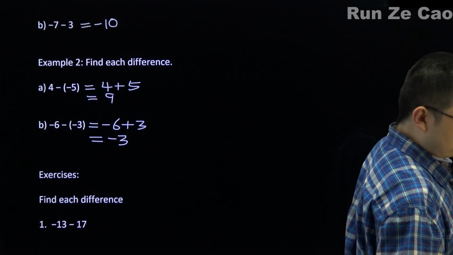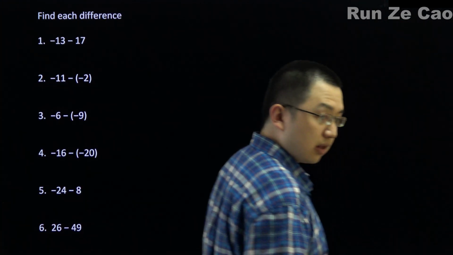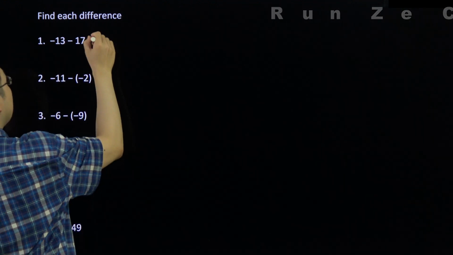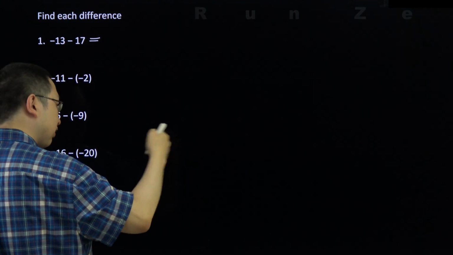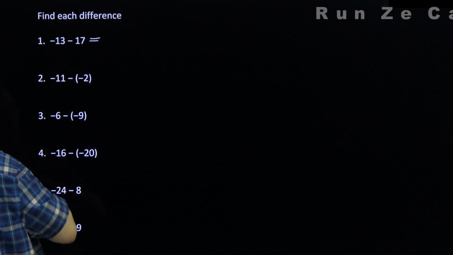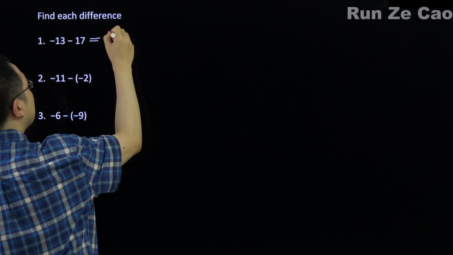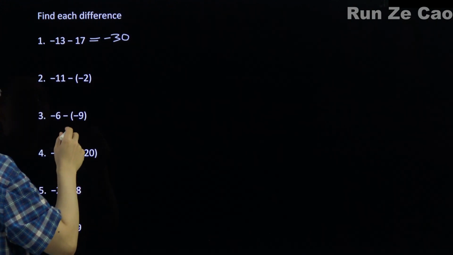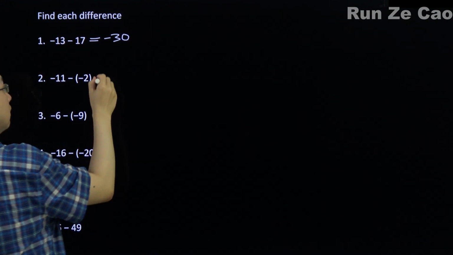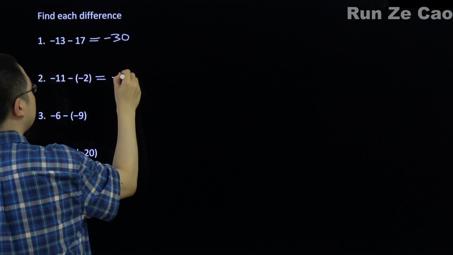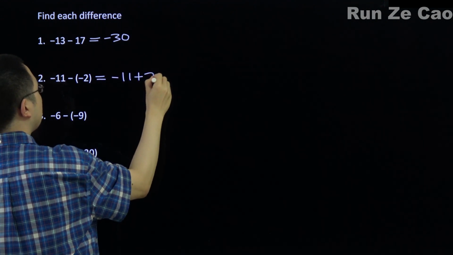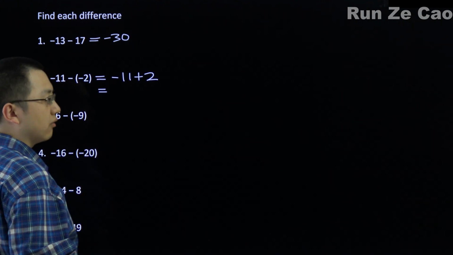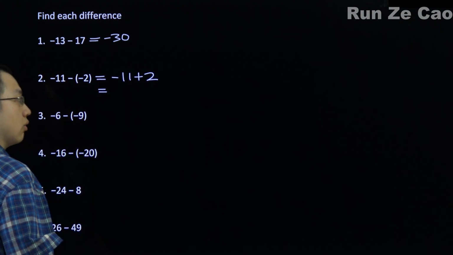Now, let's find each of these differences. Negative 13 minus 17. Well, we start at negative 13 and then we go minus 17. That's just going to send us to negative 30. Negative 11 minus negative 2. Well, that's equal to negative 11 plus 2, because minus negative 2 just means plus 2.